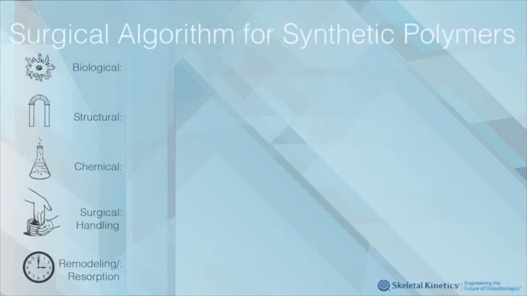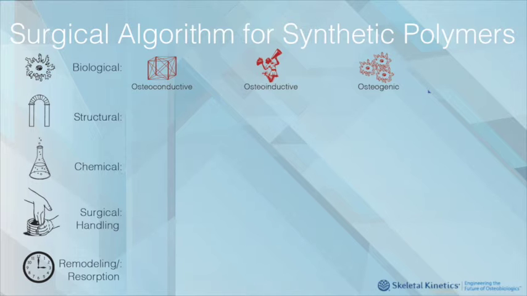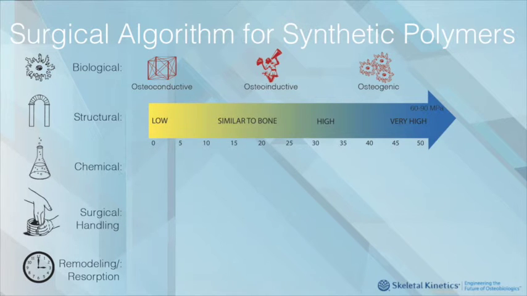Looking at the algorithm for synthetic polymers, we see biologically they offer zero or nothing. Structurally, they offer very high compressive strength. But again, they will become brittle over time. Chemically, they have nothing in common with native bone, so they are not like bone. The handling qualities are somewhat dynamic, and they're offered in injectable, putty, and in blocks and wedges as spacers, often used in conjunction with antibiotics.